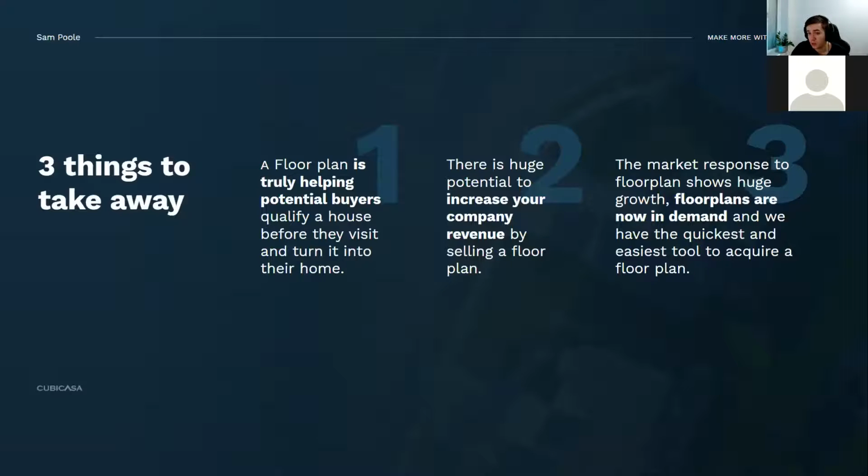The market response to floor plans shows huge growth. Floor plans are now in demand, and we have the quickest and easiest tool to acquire a floor plan. So these are the biggest things. We really do see that it's helping potential buyers, it's increasing your company's revenue, and floor plans are really in demand.